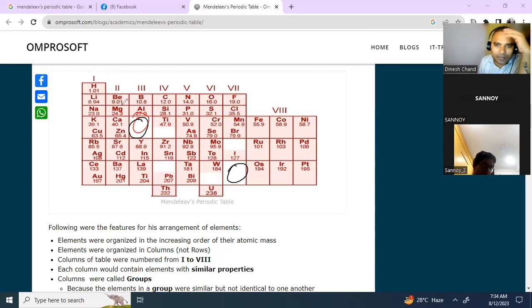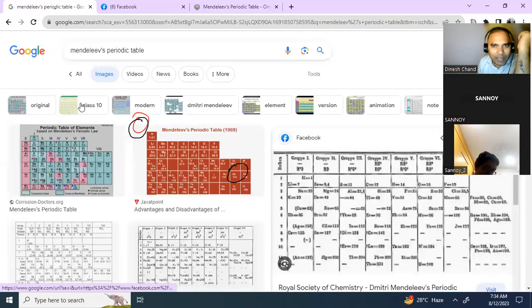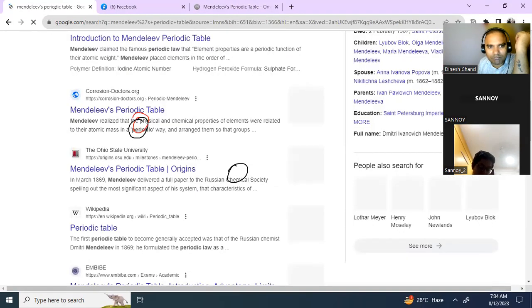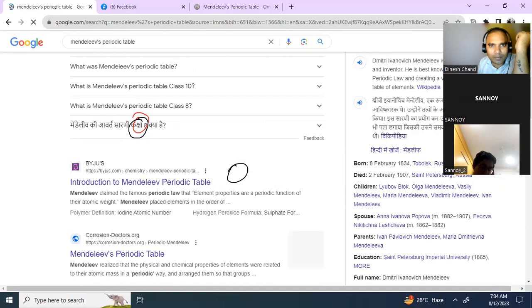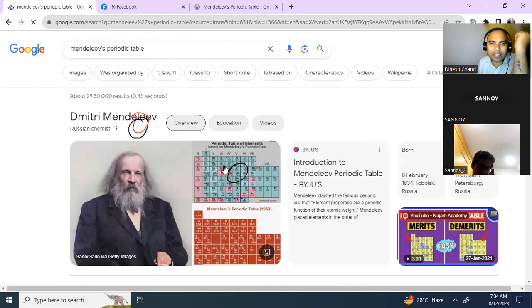Firstly, this is not the actual one. The actual periodic table of Mendeleev was something different, like the one given in the NCERT book. I am planning to search for that one, but I am not able to find it. Let us not waste time because it is not coming up.